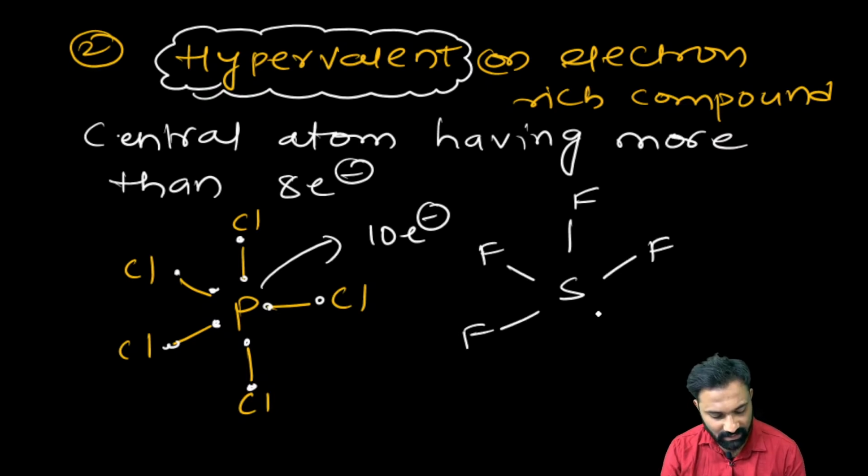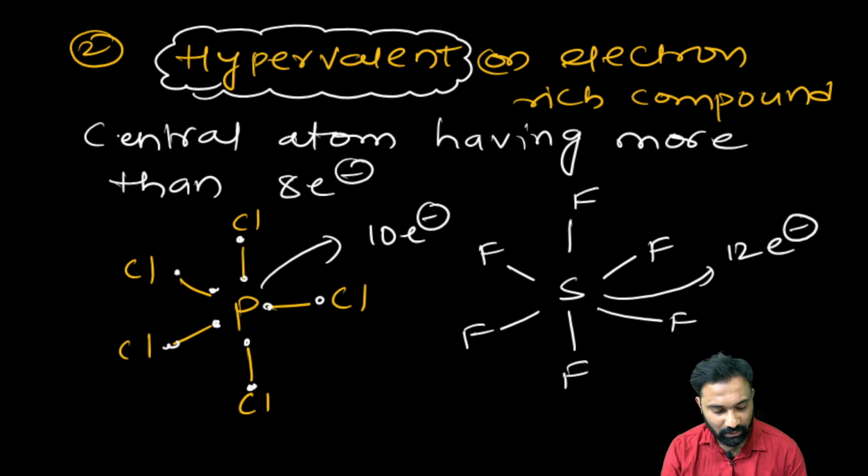this SF6 has a total of how many bonds? 6 bonds. Means sulfur has 12 valence electrons around the central atom. Why does it have that? It was not explained by Lewis. Clear?